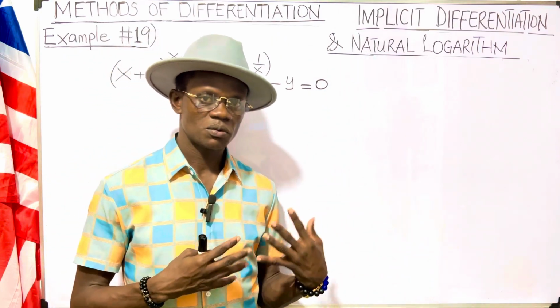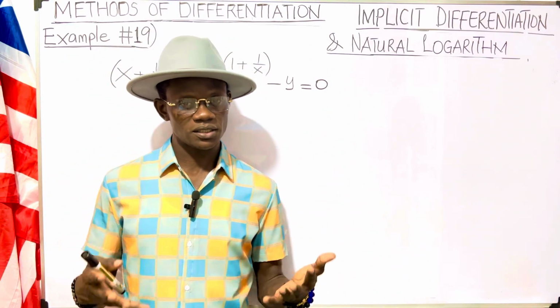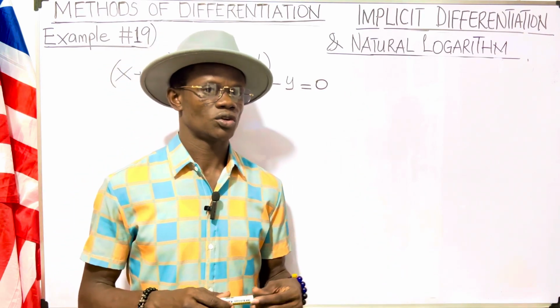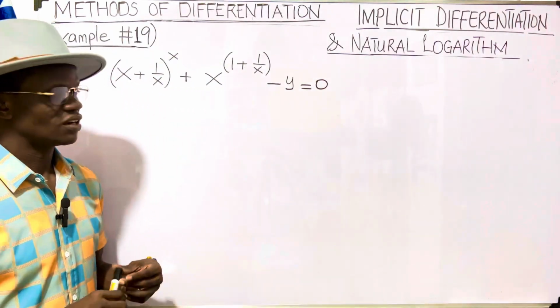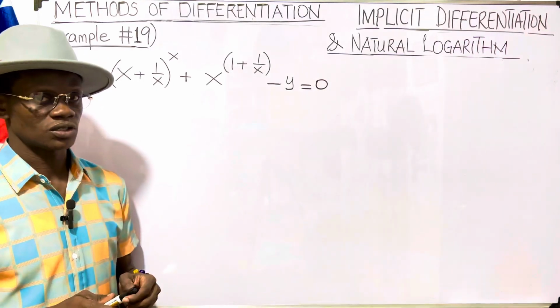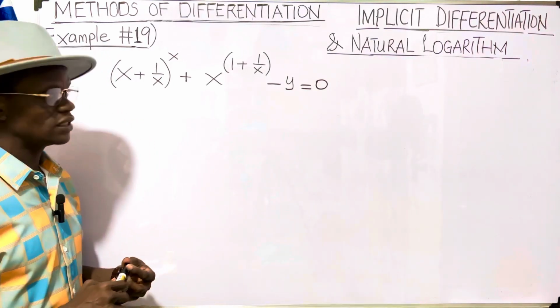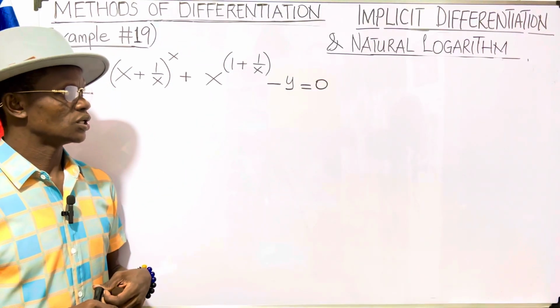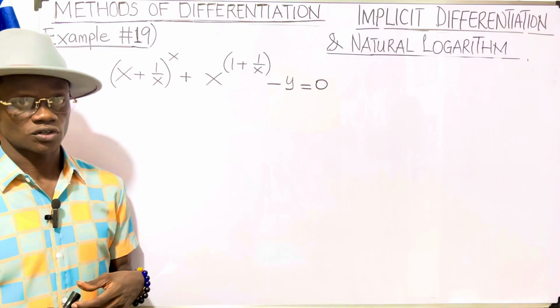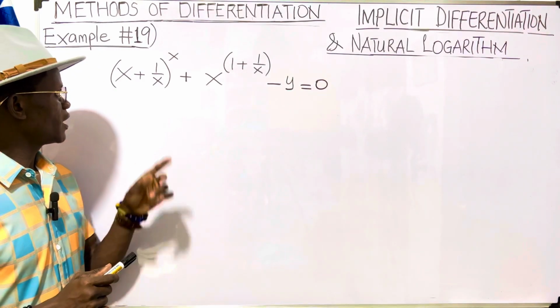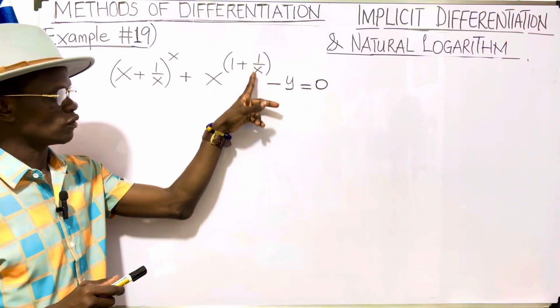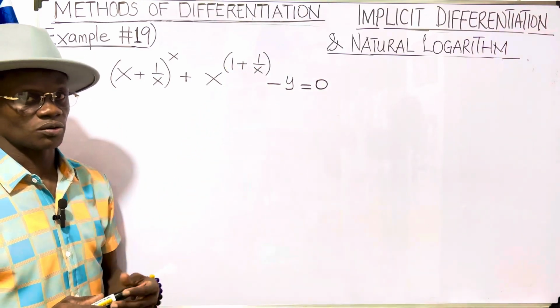In today's lesson, we want to look at implicit differentiation along with the natural logarithm functions. In the previous lesson, we solved a lot of problems under implicit differentiation. So we want to solve the 19th problem under implicit differentiation using the natural logarithmic functions. So we have (x + 1/x)^x + x^(1 + 1/x) - y = 0.